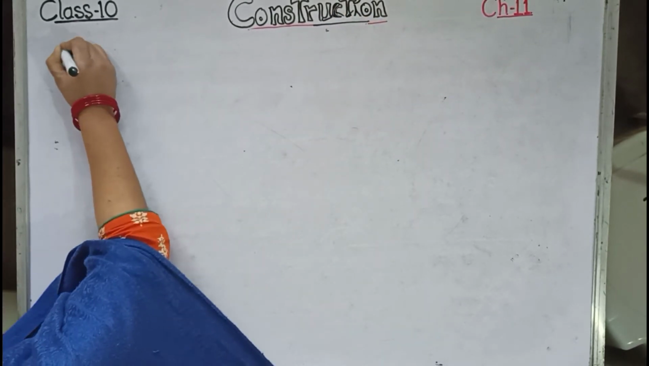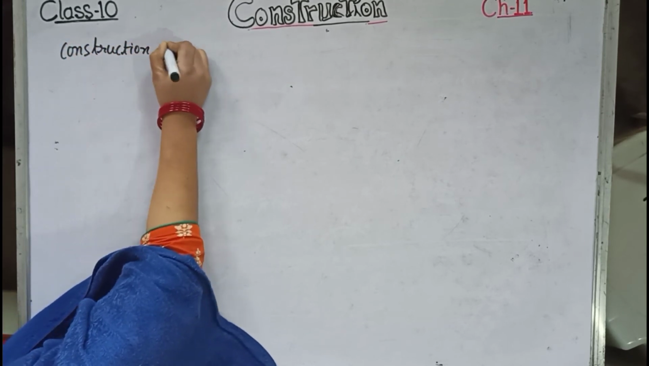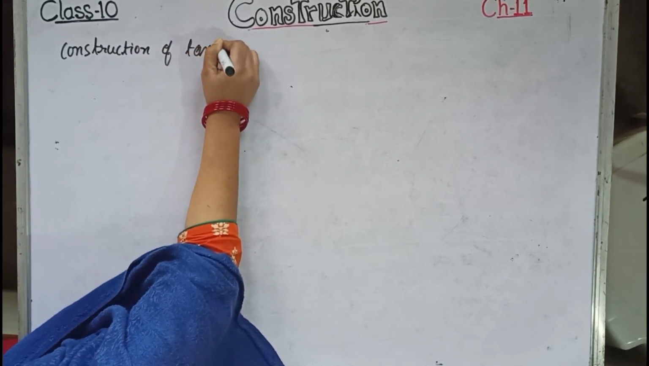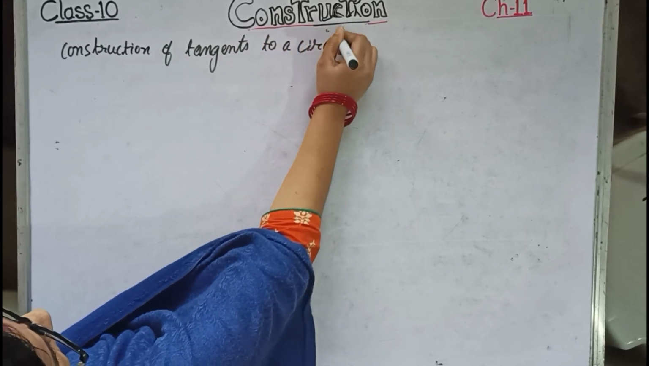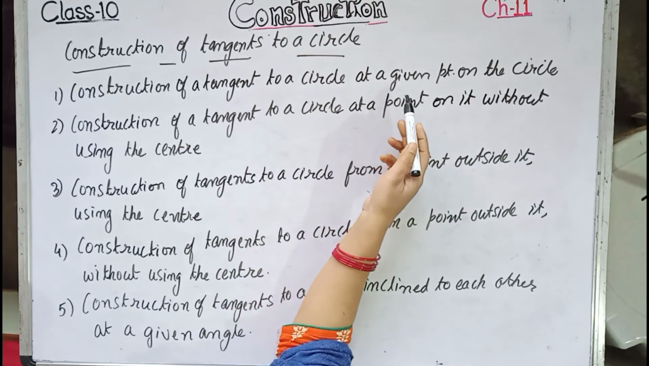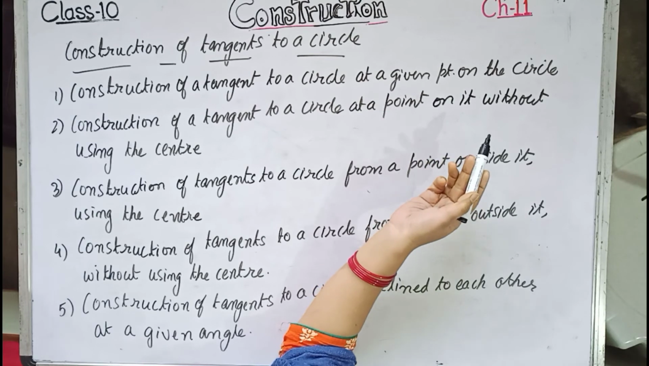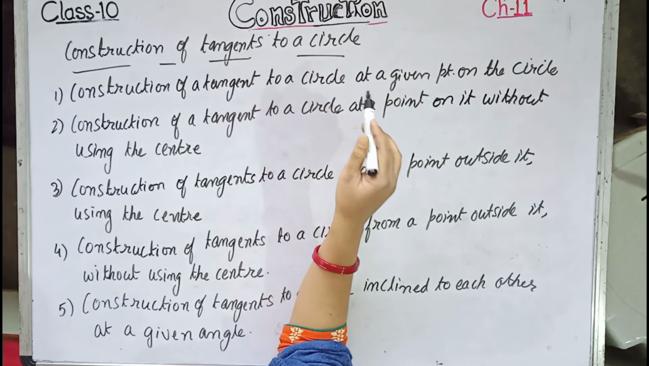So let us move to construction of tangents to a circle. Now next section will be construction of tangents to a circle. In construction of tangents to a circle, we will be doing the 5 types which I have written over here. Number 1 is construction of a tangent to a circle at a given point on the circle. Means we will be using the center of the circle to draw a tangent to the circle.